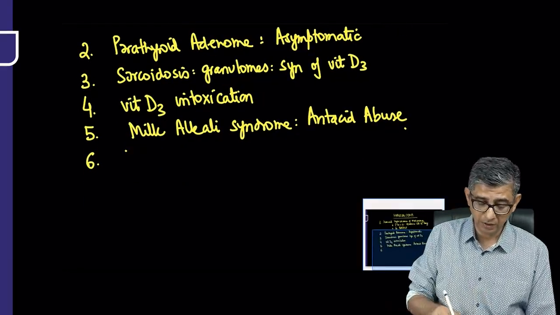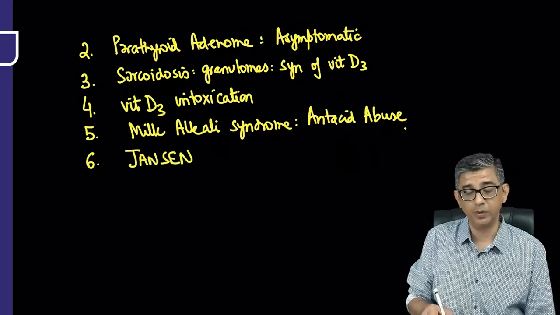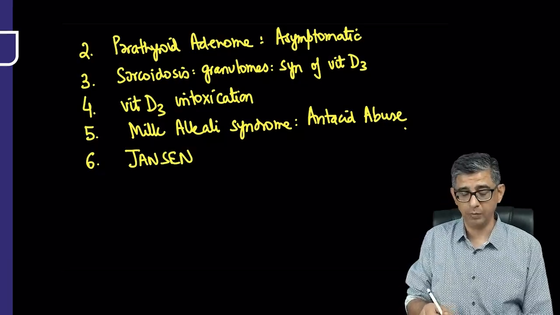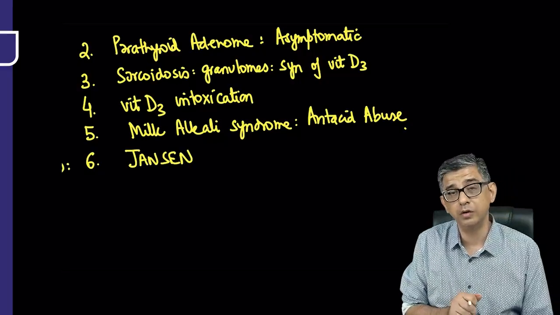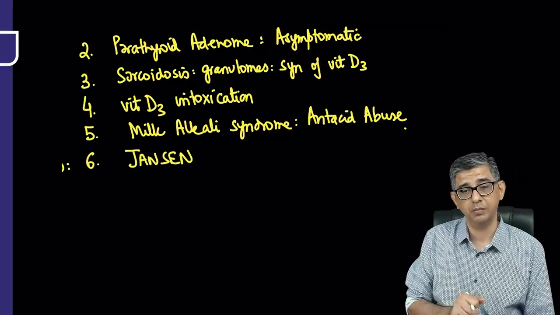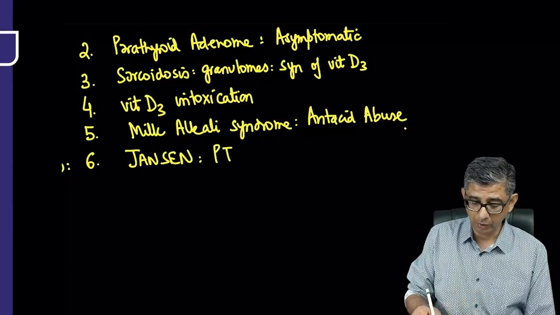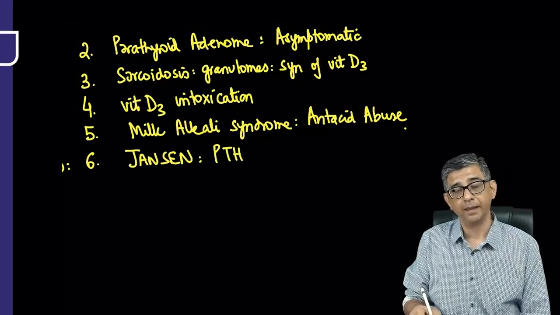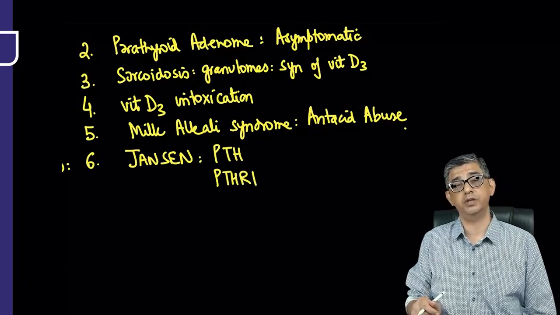For the sixth condition, I know you're paying attention, but I want you to pay more attention because of the specific name coming up, Jansen disease, which is the autosomal dominant condition responsible for hypercalcemia. Now listen to the details very carefully. In this condition, the problem is not of PTH. The problem here is with respect to the PTH receptor.